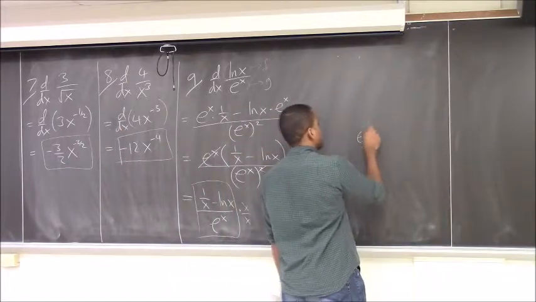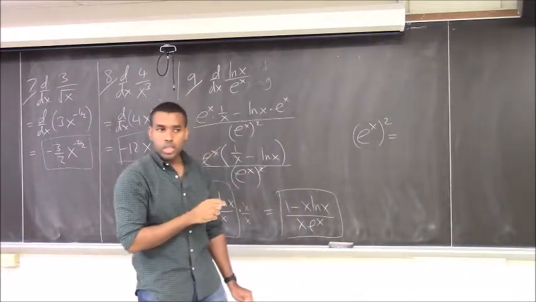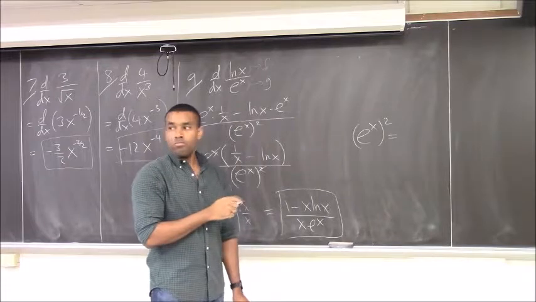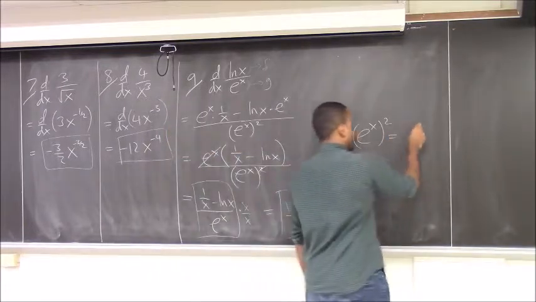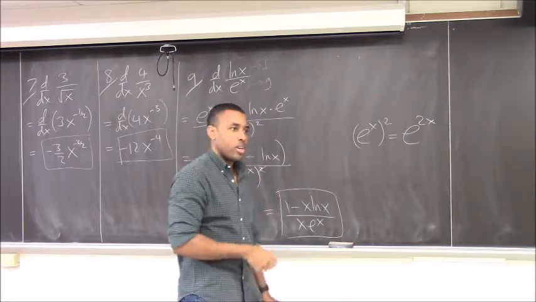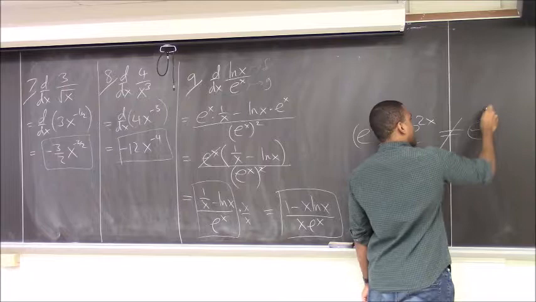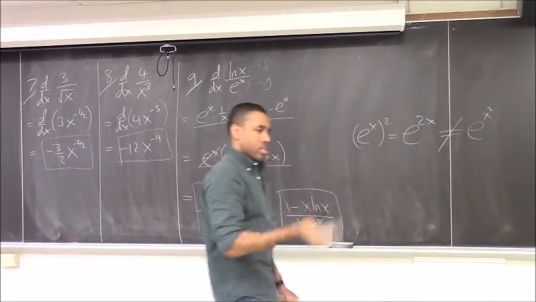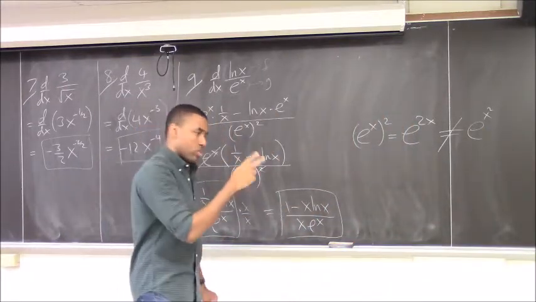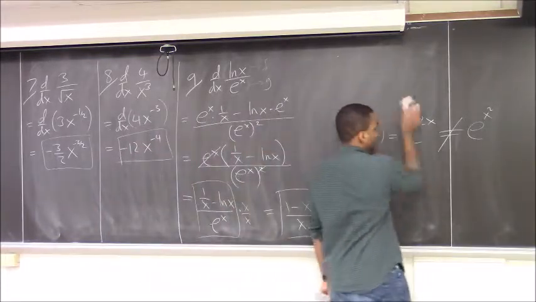Here's a question just to make sure. How would you rewrite that without parentheses? What's e to the x squared? You should know that this is e to the 2x, right? It's not e to the x with the square. If you were thinking that, that's not the right way to go. Because when you raise one thing to a power to another power, you multiply the powers. Laws of exponents still work.